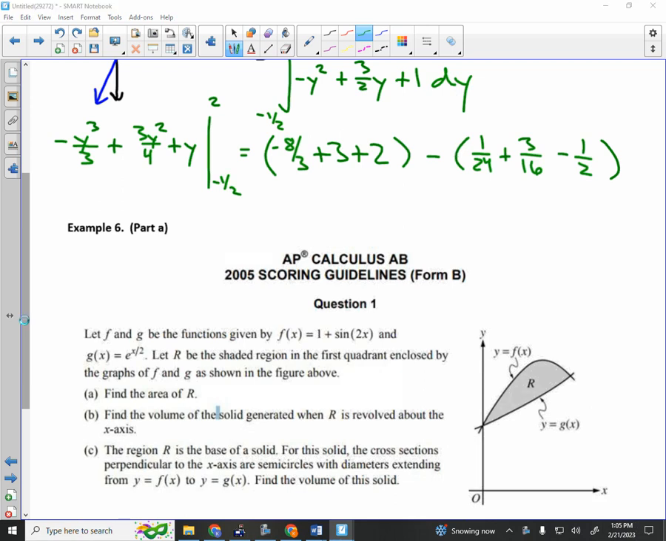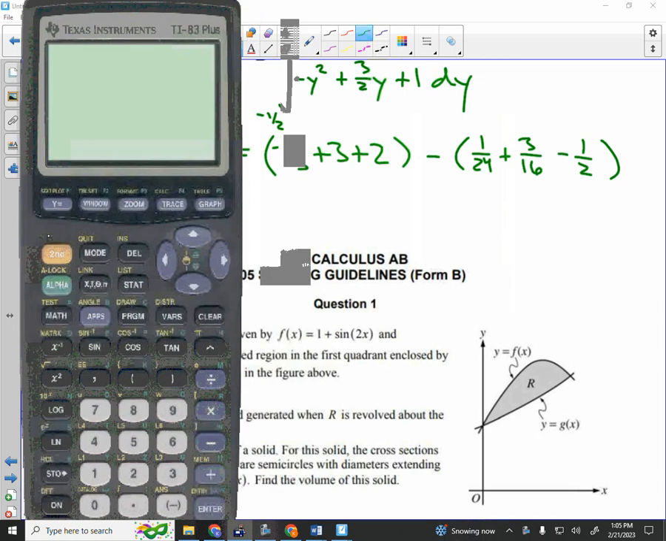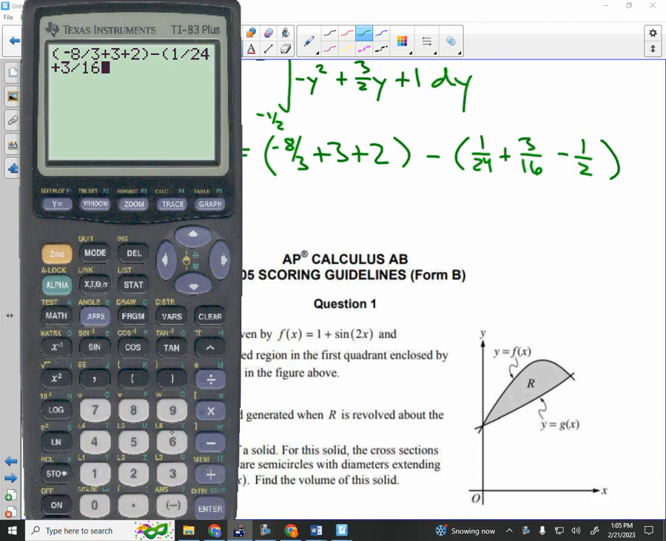Can we just plug it in our calculator? Yep. Okay, yeah, we'll go there. So this is one I would not have you do by hand, just to let you know my expectation. In case you didn't know this, you could do negative 8/3 plus 3 plus 2 parentheses, minus parentheses, 1 over 24 plus 3 over 16 minus 1 over 2. And when you press enter, if you don't like that decimal, go ahead and press math and enter on convert to fraction. It'll put it as 125 over 48.